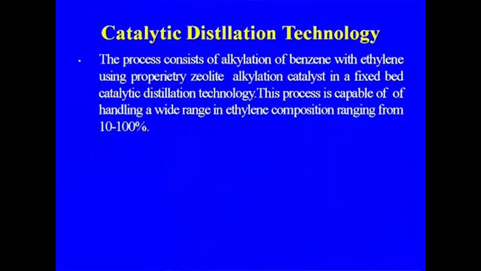Now let us discuss the first process, the catalytic distillation technology, because this is one of the major developments that has taken place. The process consists of alkylation of benzene with ethylene using a proprietary zeolite alkylation catalyst in a fixed bed catalytic distillation technology, where both reaction and separation take place. This process is capable of handling a wide range of ethylene composition, from 10 to 100%, because a dilute ethylene stream can also be used in this process.